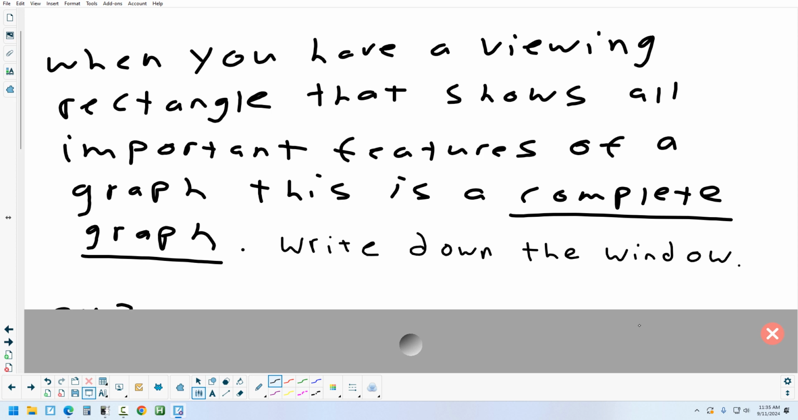The way that you describe to me a complete graph is you tell me the window that you used on your calculator. So there are 4 numbers you need to write down for the window. X min, X max, Y min, Y max.